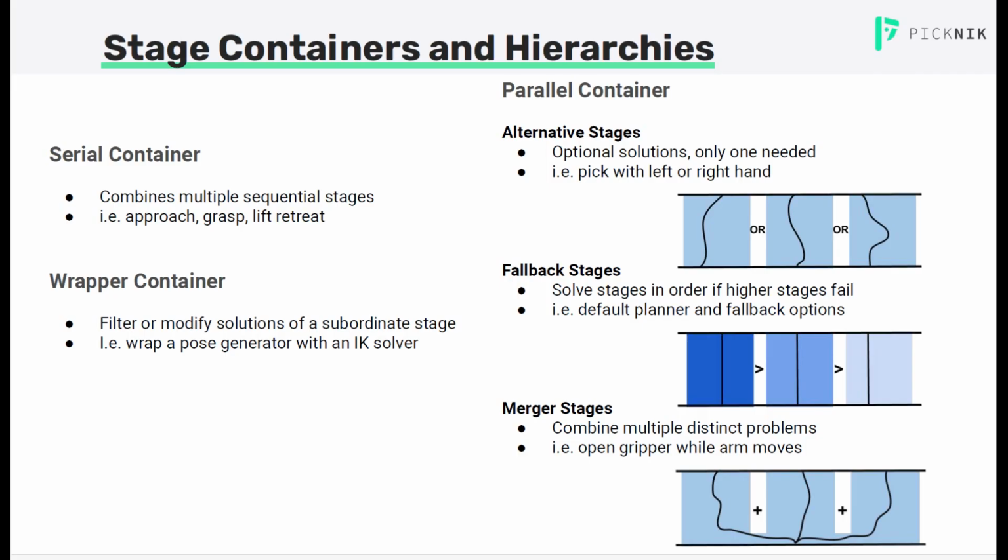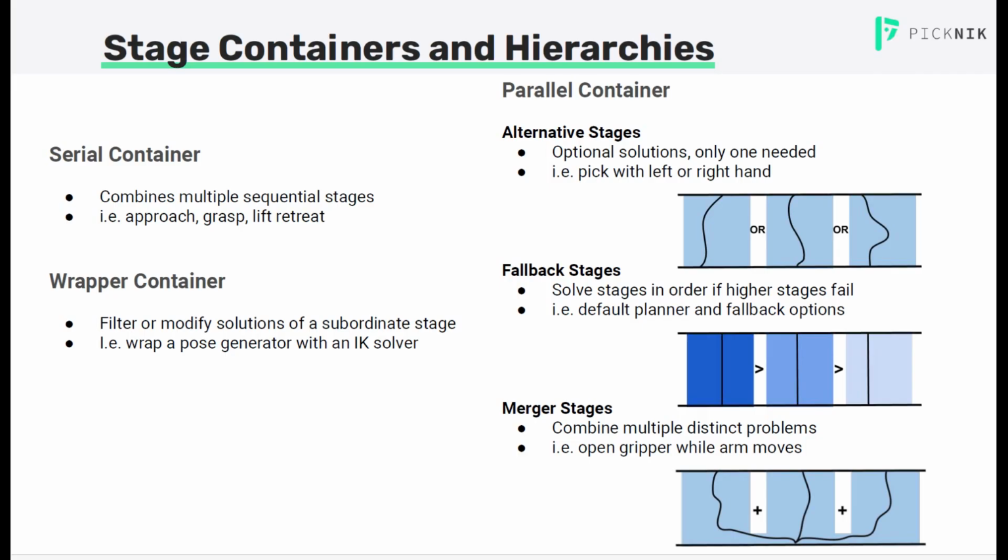Fallback stages. Fallback stages are backup options that are tried in order if earlier ones fail. For instance, you might have a default motion planner, and if that doesn't work, it will try alternative planners. This ensures that even if the preferred method fails, there are other ways to complete the task.